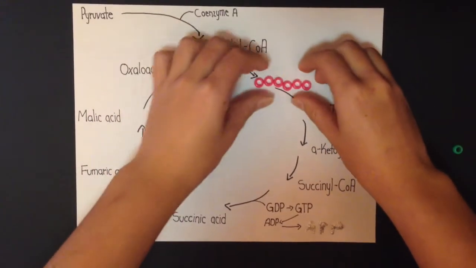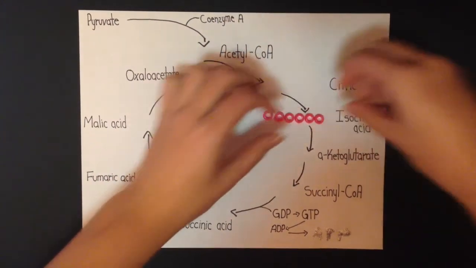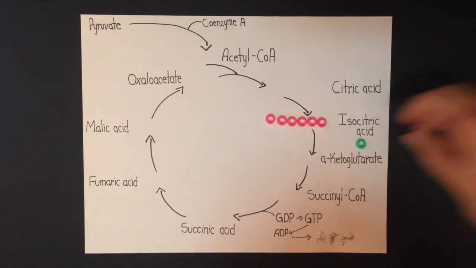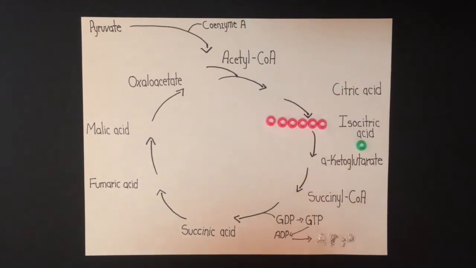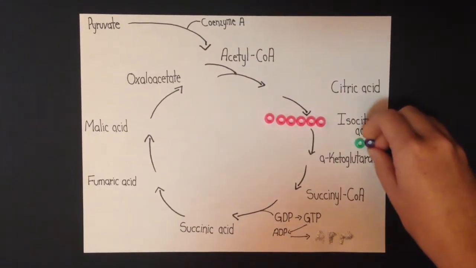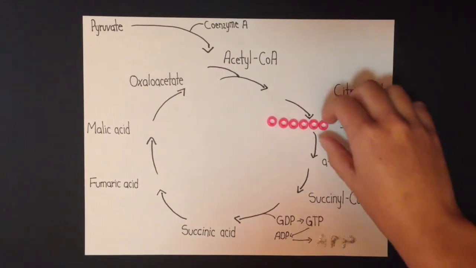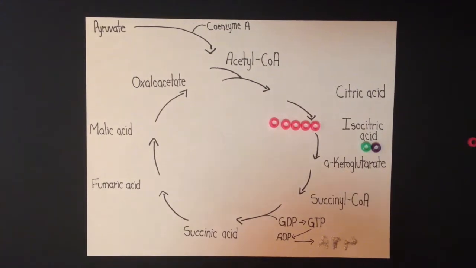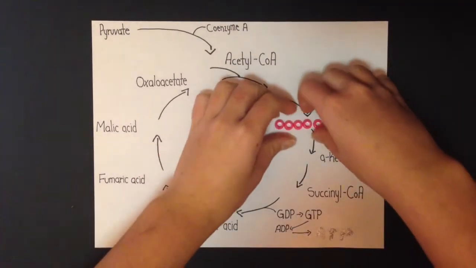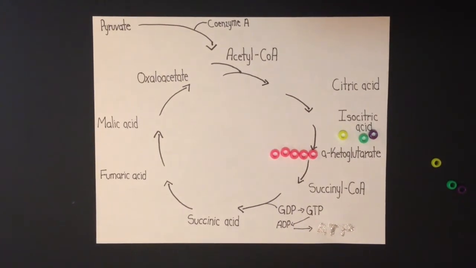Citric acid is then used to make a 6-carbon molecule, isocitric acid. In the next step, NAD will take out a hydrogen molecule from isocitric acid, making it into NADH. In this process, 1 carbon will be lost, turning it into carbon dioxide, and a 5-carbon molecule known as alpha ketoglutarate will be created. Then again, the same thing will happen.